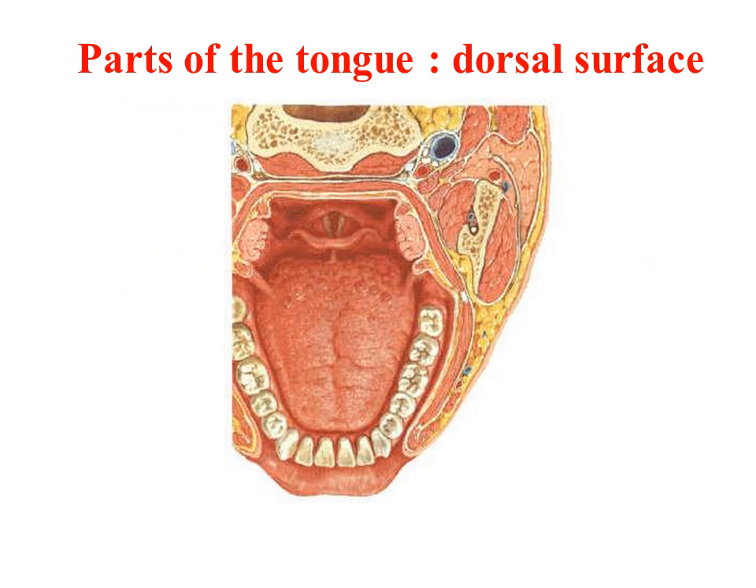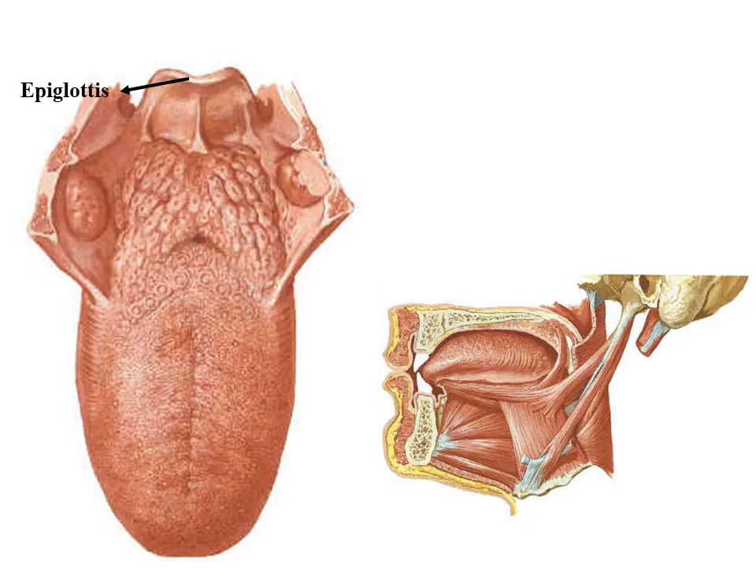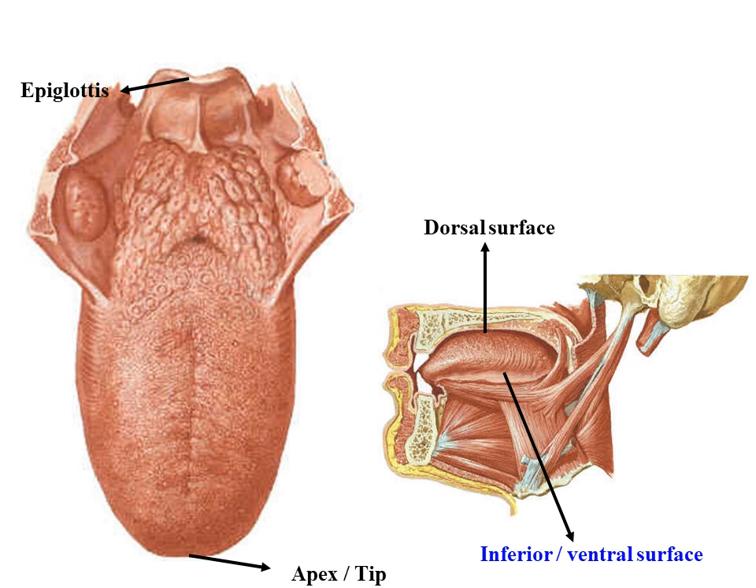The tongue has a base, body, and apex. This is the epiglottis, the apex or the tip of the tongue, and you have two surfaces, the dorsal surface and the ventral surface.